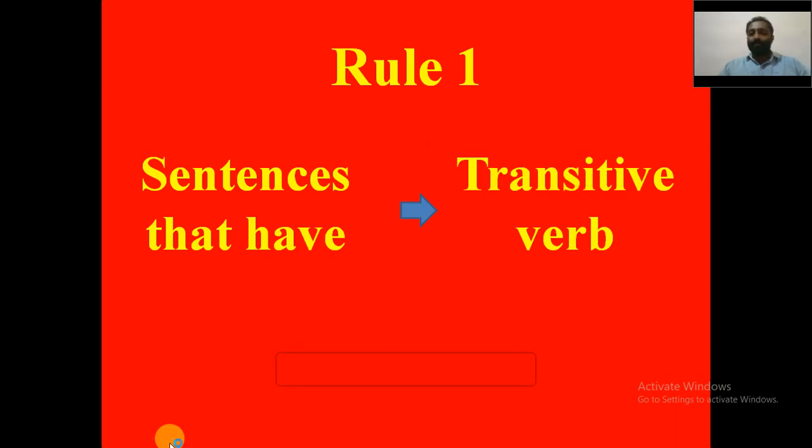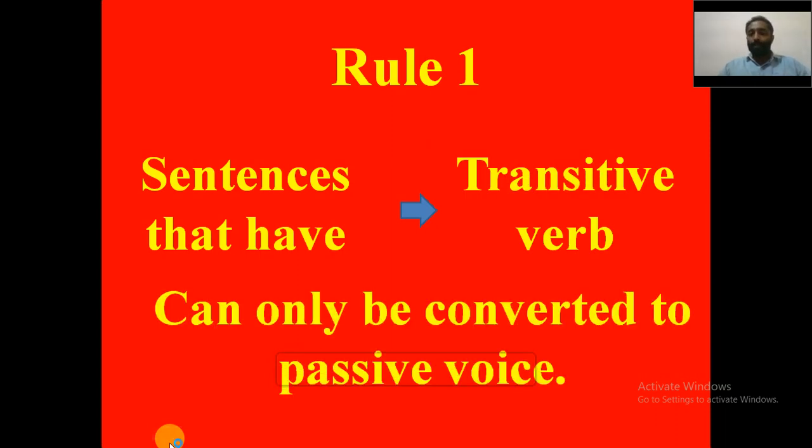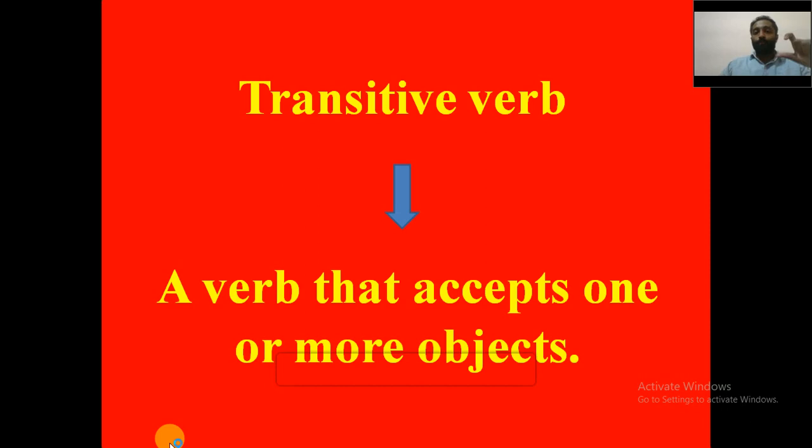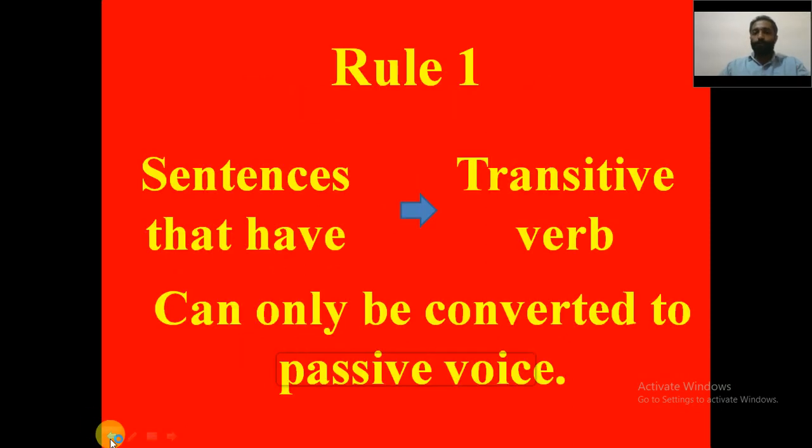Sentences that have a transitive verb can only be converted to passive voice. Remember once again, sentences that have a transitive verb can only be converted to passive voice. Now you must be wondering what you mean by the term transitive verb. A transitive verb means a verb that accepts one or more objects. So once again, rule number 1: sentences that have a transitive verb can only be converted to passive voice.